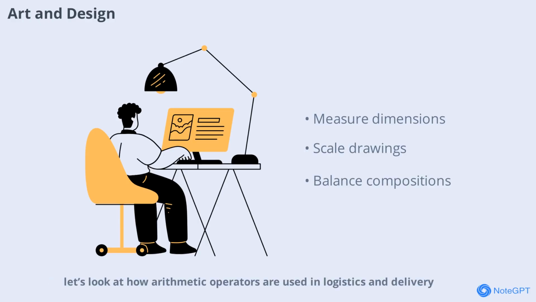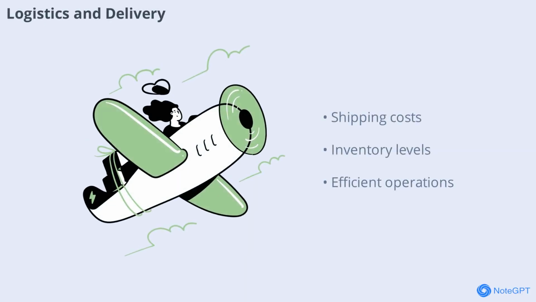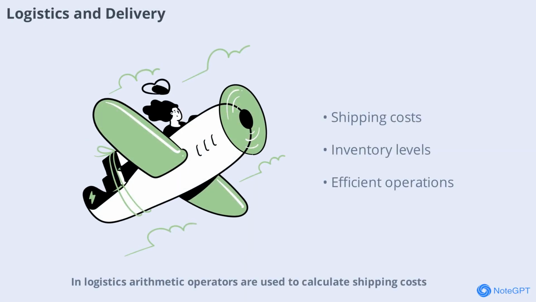Next, let's look at how arithmetic operators are used in logistics and delivery. In logistics, arithmetic operators are used to calculate shipping costs, delivery times, and inventory levels. For example, adding up packages, dividing shipments among trucks, or multiplying delivery rates. These calculations help companies operate efficiently and meet customer needs. Arithmetic is a key part of the supply chain.